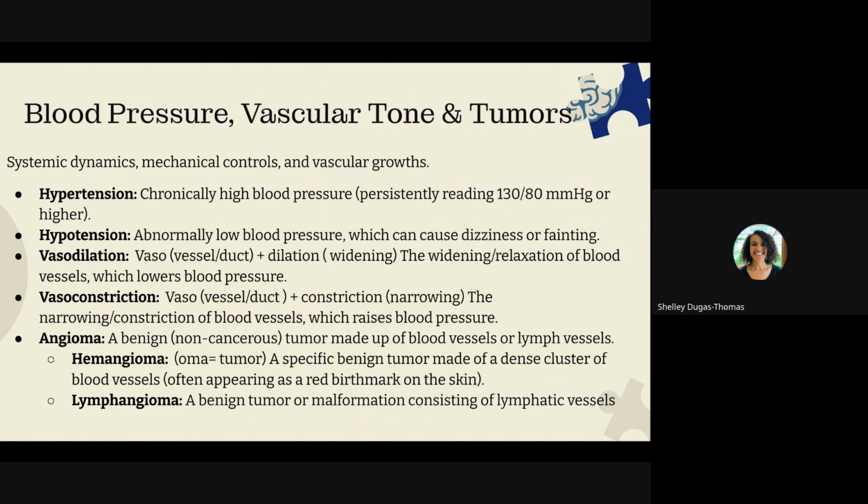Now look at the tumor terms. The suffix "oma" means tumor or abnormal growth. Therefore, an angioma is a tumor of a vessel. Hemangioma is a blood vessel tumor, and a lymphangioma is a lymph vessel tumor, all benign but structurally distinct.